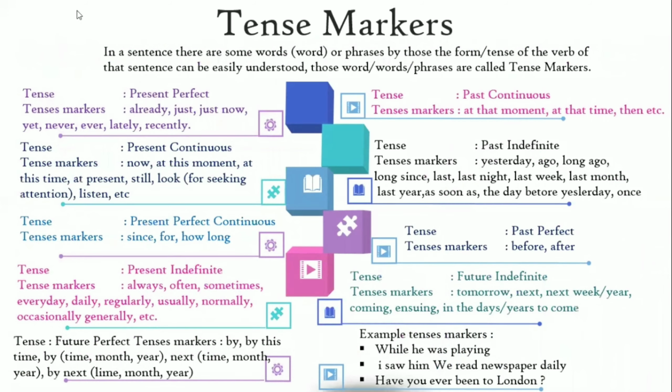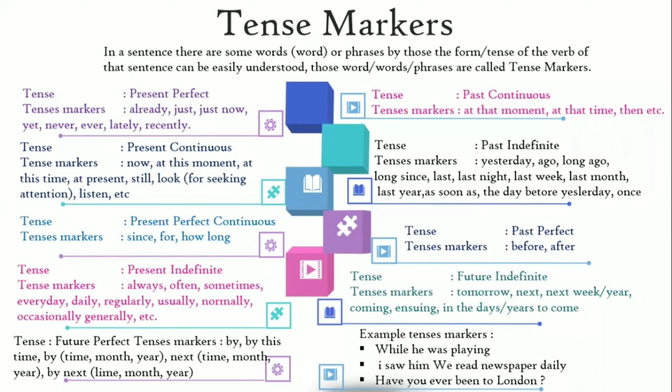And next, there is the material on tense markers. In a sentence, there are some words or phrases by which the form or tense of the verb can be easily understood. Those words or phrases are called tense markers.